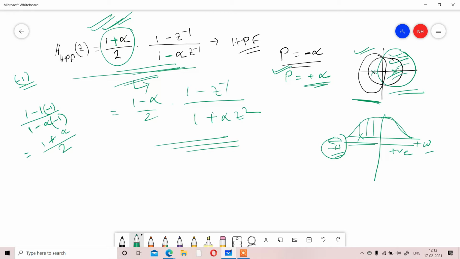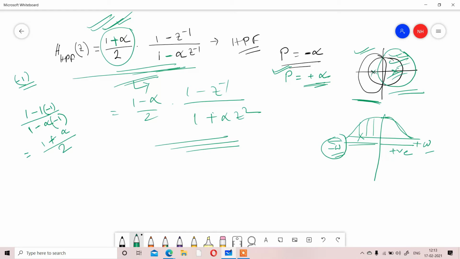Okay, now in the same way, if you want to calculate the magnitude response, you should simply represent z by e to the power j omega. So 1 minus e to the power minus j omega, divided by 1 minus alpha e to the power minus j omega.